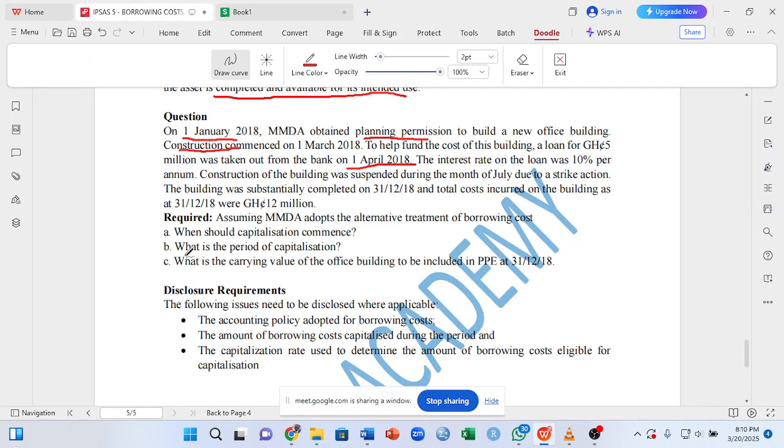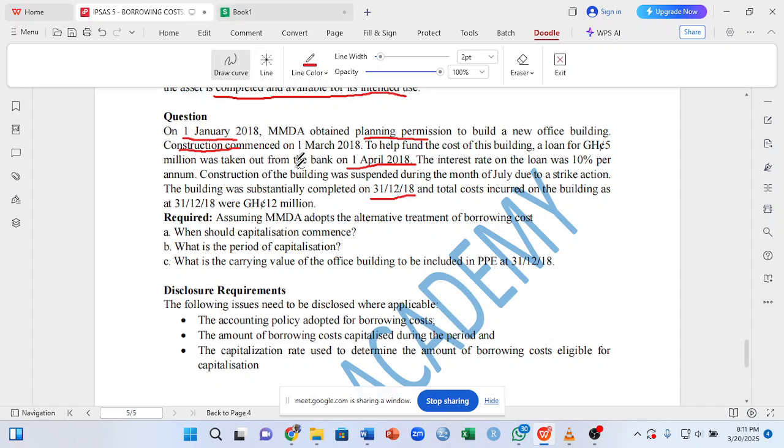So let's proceed. The next one is: what is the period of capitalization? From when to when? We have identified the starting date, so let's identify the ending date. What will be the end? 31st December 2018. Are you sure? Partly right, let me put it that way.